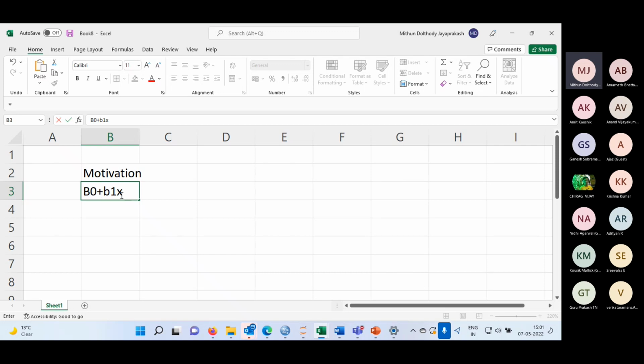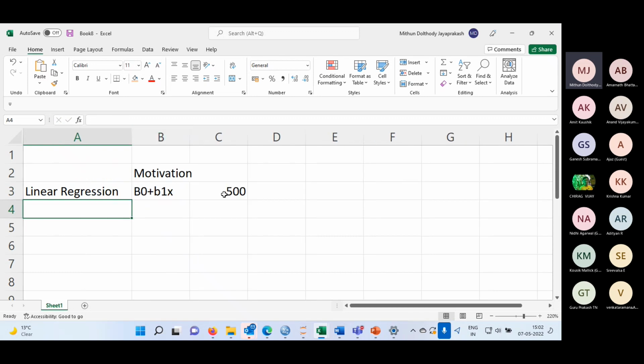You're just multiplying by the variable. Let us say you get some number like 500. You can take any number, big or small. So this is your linear regression. Regression will generate the output as some number. It may be minus 500, 500, whatever it is, you'll get some number.